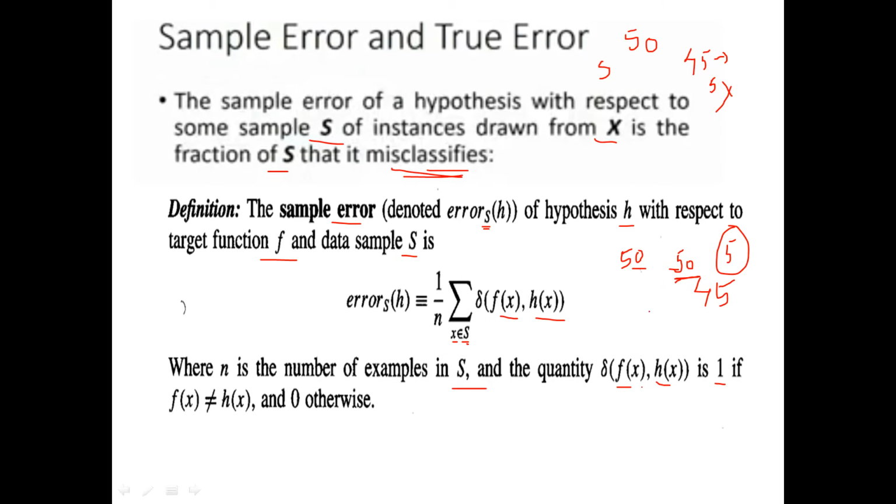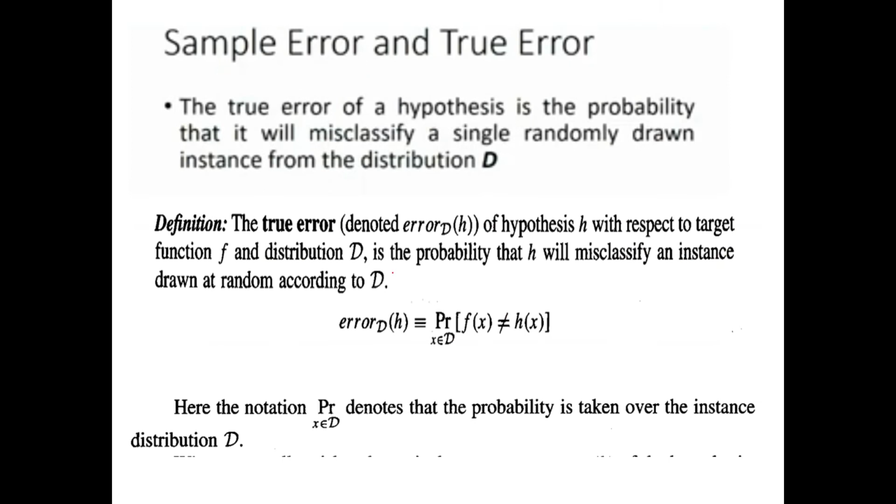So if the target and our hypothesis values are not matching, then we say delta of f of x comma h of x is equal to 1. That means error is there. Otherwise we say 0. So 0 means there is no error, both are the same. This is how mathematically we define what is called a sample error.